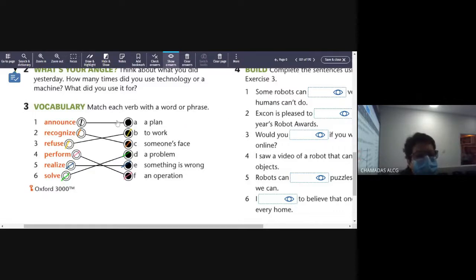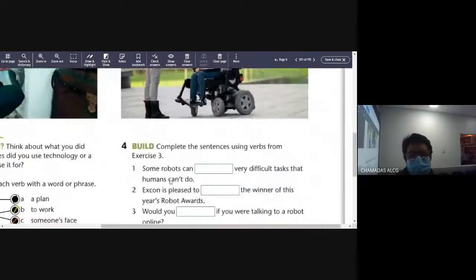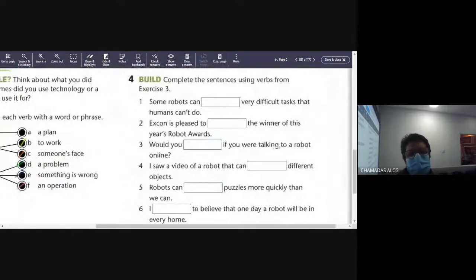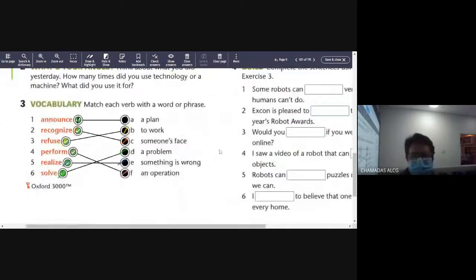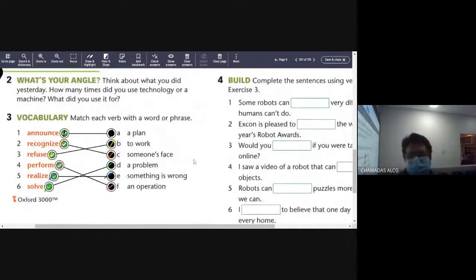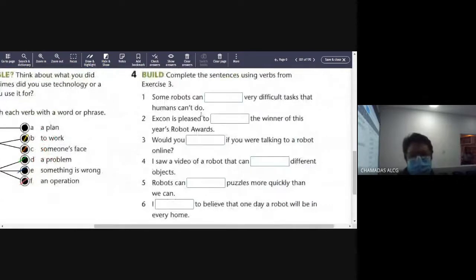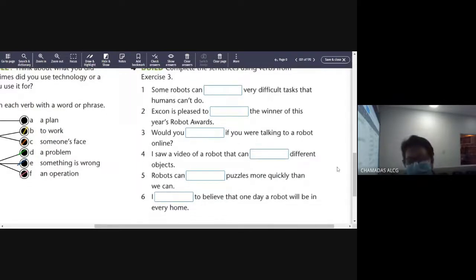Here we have the solution to the exercise, but it's just the same way we did. Okay, so everything correct. After the break, we will do the next exercise. If you want, you can start doing it. Complete the sentences using verbs from exercise number 3, these verbs from 1 to 6. You should read the sentence and complete the missing verb. So we will do this after our break.